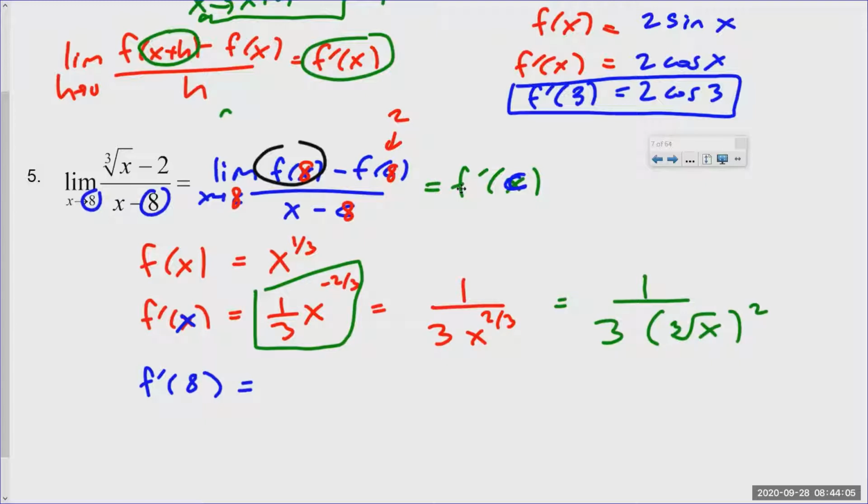But guys, you never plug in the point first, okay? If you plug in the point first, you'll just get a constant. When you take the derivative of a constant, that's always going to be 0. So you never plug in first. You always take the derivative first, then you plug in. And so this would be 1/3 times 2 squared, right? Because I'm going to plug in an 8 right there. That's going to be 2 squared, so I get 1/12. Can someone give me a check on that? 1/12, thank you.